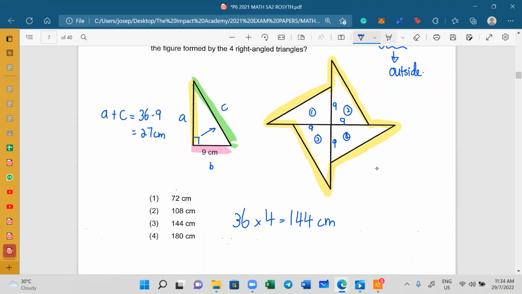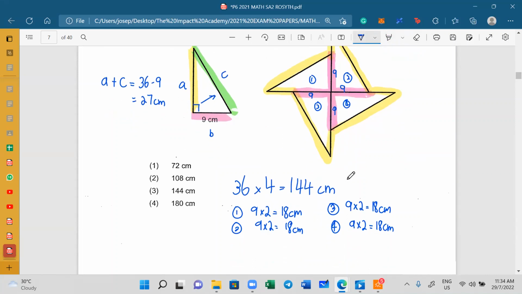Look at triangle number 1. The part that I have to remove is actually 9 and 9. Make sense? So I write down triangle number 1, 9 times 2, which is equal to 18 centimeters, and this is the one I have to remove. Then triangle number 2, you realize it is also 9 and 9, so I have to remove 18 centimeters. Triangle number 3, you can also see that it's 9 and 9, so I do the same thing. Finally, triangle number 4, it's also 9 and 9, so we just remove it.